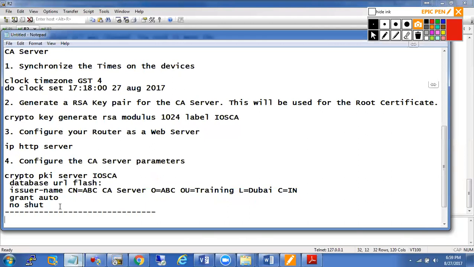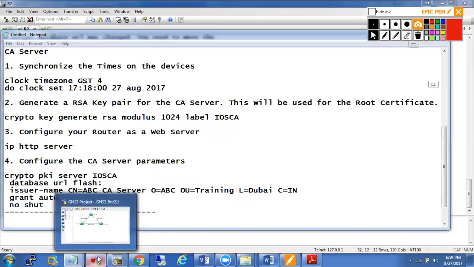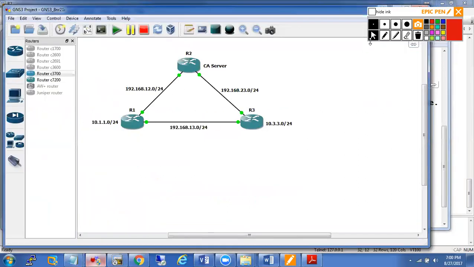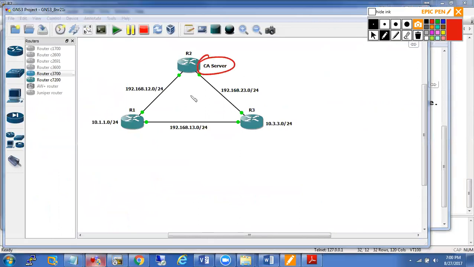Okay. So that's on the server side. So my CS server is set up. Okay. R1 and R2 now need to get their identity cert so that they can start doing encryption. Because at this point, they cannot do encryption.